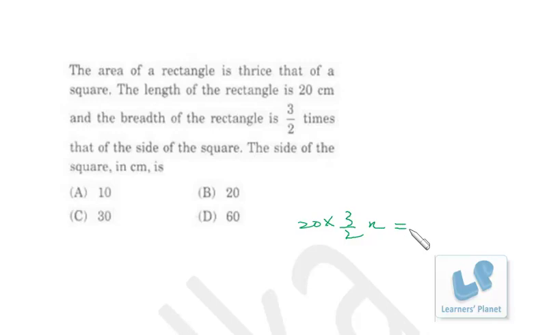What is the area of the square? Since the side is x, the area will be x square, and the rectangle's area is thrice of the square, right? So that's pretty simple. I put up the values. Now just solve it, right? So what is the side of the square? 10. Very simple, matter of 20 seconds only.